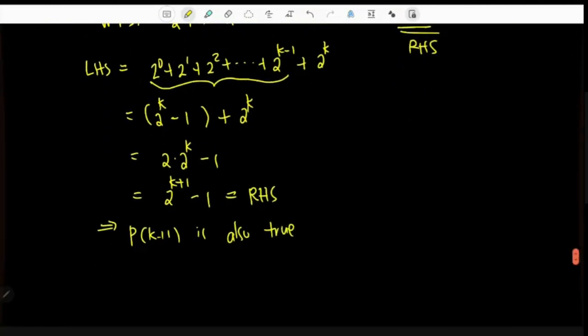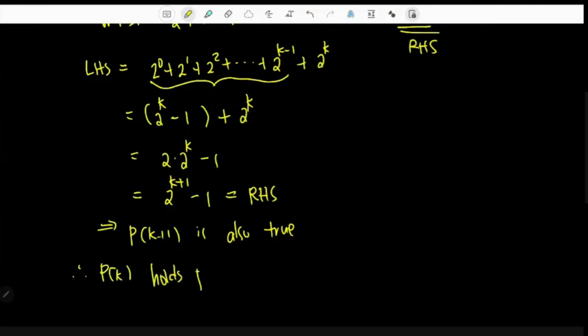By mathematical induction, we conclude that P of n holds, or is true, for all integers n greater than or equal to our starting point, which is n equals 1. And we are done.